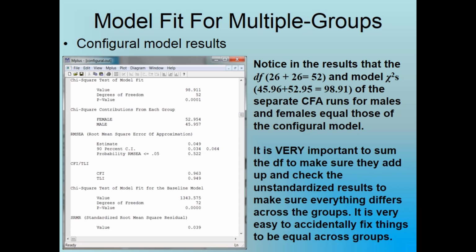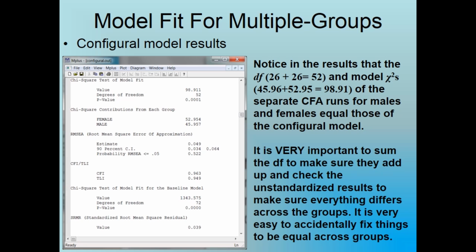Another great piece of advice that I always follow is, after I run each model, both the configural invariance and my metric and scalar invariance models, just to be safe, I copy the unstandardized results and paste them into Excel, and I make sure the results are different across both groups. Because it's very easy for Mplus to constrain them to be equal across groups if you're not being careful. Remember, the default in Mplus is to constrain your factor loadings and intercepts, or thresholds if using WLSMV, to be equal across the groups.